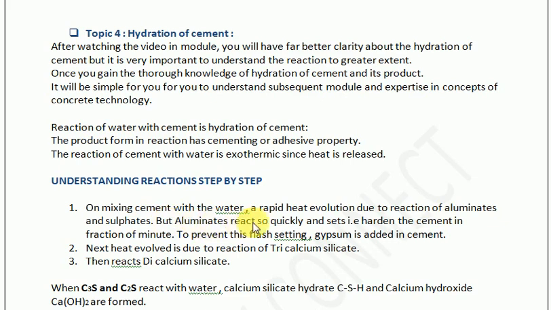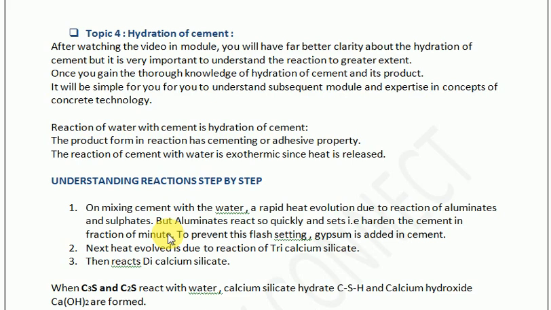But aluminate reacts so quickly that it would harden the cement in a fraction of a minute. So this point is to be noted: as soon as we add water to the cement, the aluminate in the cement starts reacting and sets quickly, within a fraction of a second. So we must add something to retard this, because at site we have seen that when we add water to cement, we have sufficient time to carry it and place it in the required location. So there must be something we need to add to cement to prevent this immediate reaction.